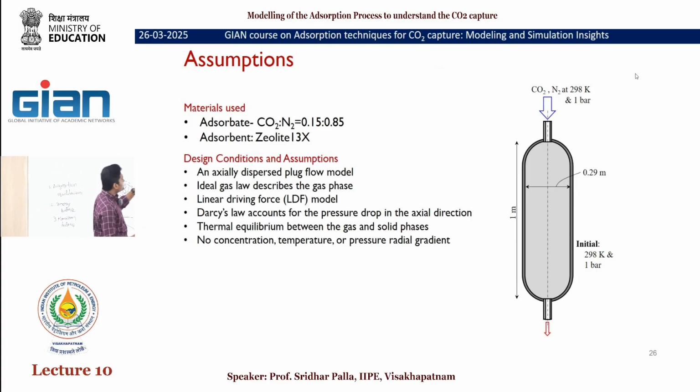And the assumptions: we generally make assumptions to simplify those complex models, whatever equations, PDEs I have shown, right. We will try to simplify them by making these assumptions. For example, the axially dispersed plug flow model will remove the dispersion term, the second order partial differential equation. Ideal gas is applicable if the temperatures and pressures are at the normal conditions. If we are going for extreme conditions, okay, we need to go for non-ideal gas.